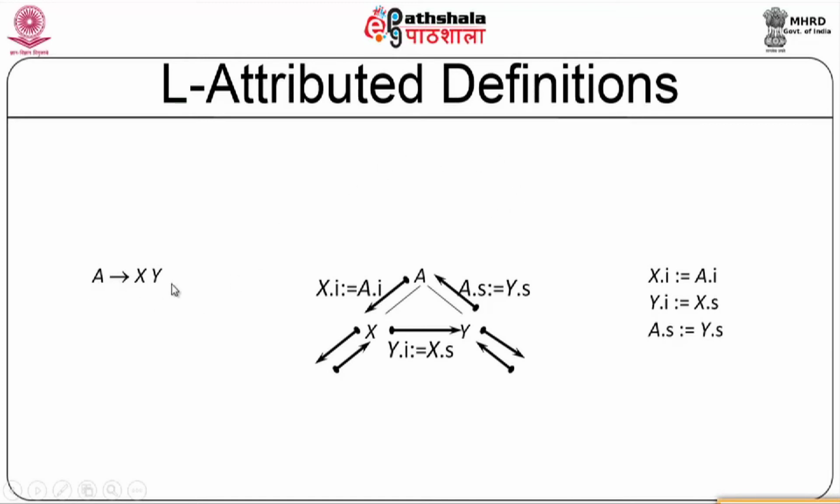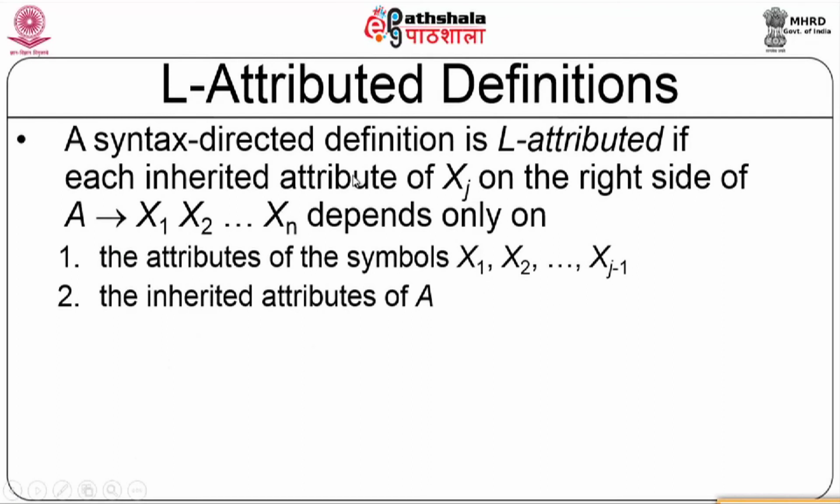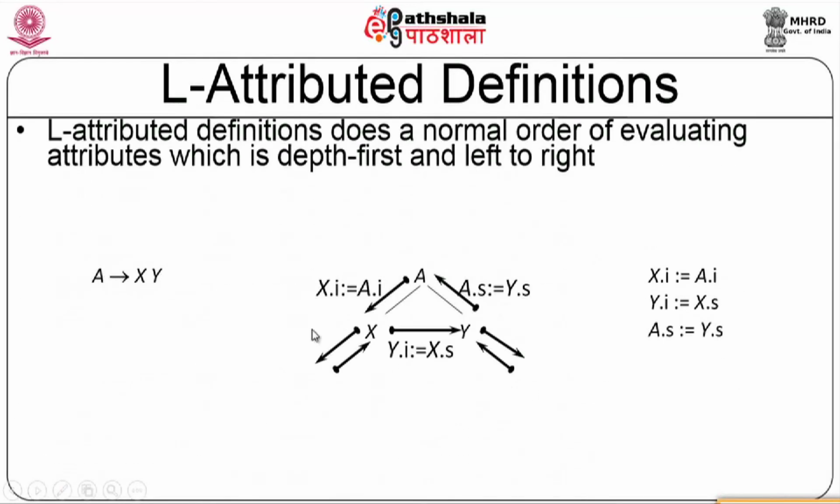Supposing I have A produces XY, so supposing I have X dot i equal to A dot i and A dot s equal to Y dot s. So this is one example, and similarly between X and Y there is a relationship, Y dot i is equal to X dot s. So how they are going to be linked is what we have shown here. That is what we have defined here in the case of an L attributed definition, where the inherited attributes of A will be used for defining a particular node's attribute, as well as the attributes of the symbols x1 to xj minus 1 will influence the attribute of xj. So this is how we show it here.